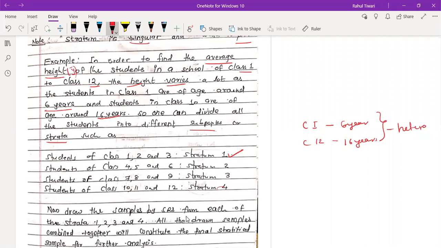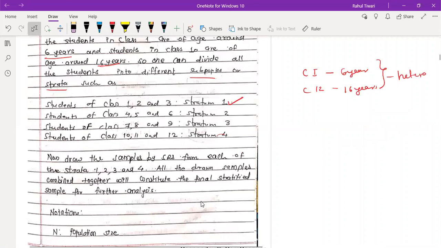And once you have created the strata, we have to go to unit 1. We have to use SRS for each stratum 1, 2, 3, 4 and draw samples, which combined together constitute the final stratified sample for further analysis. This is the very important task we are dealing with now. The only task is that we need to create the strata.